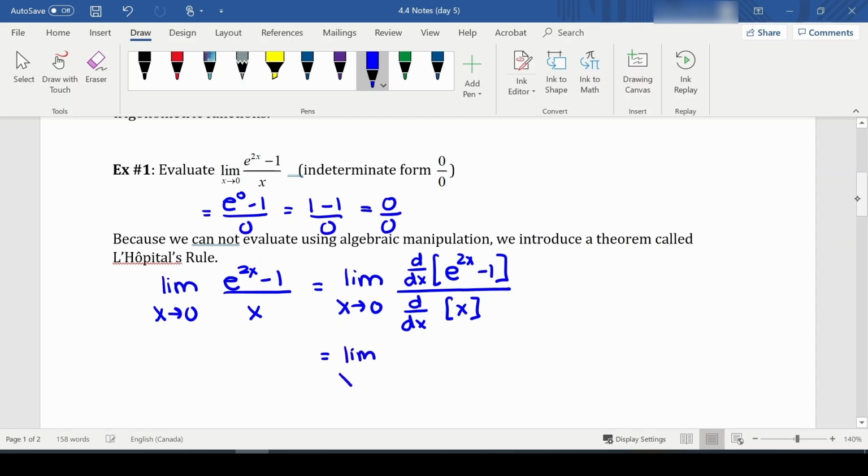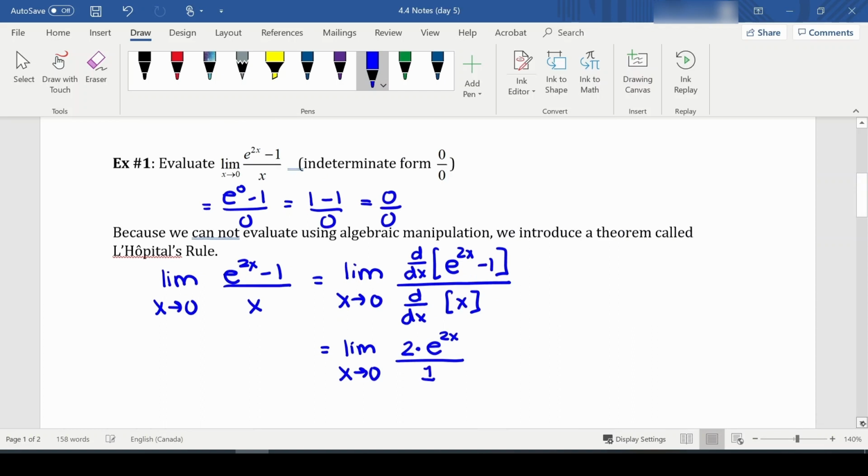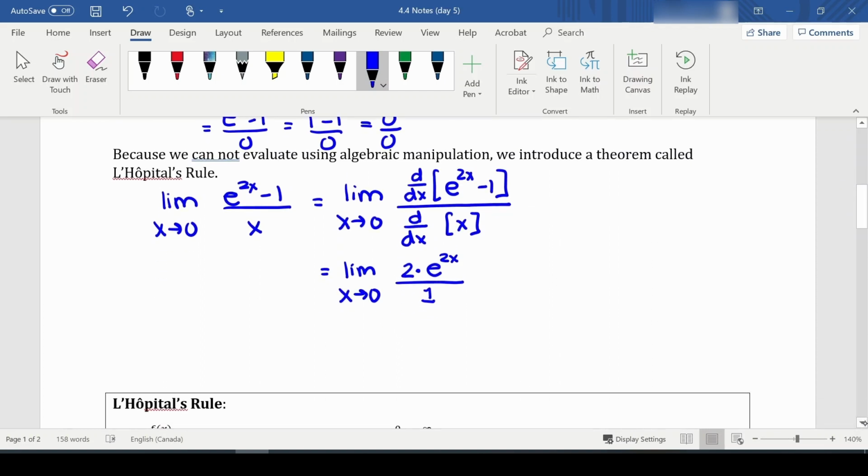So if I do the limit as x approaches 0, the derivative of the top, the derivative of e to the 2x minus 1, would be e to the 2x times 2. The derivative of 1 is 0. And on the bottom, the derivative of x is just 1. Essentially I get the limit as x approaches 0 of 2e to the 2x. Now I can direct substitute and get 2e to the 2 times 0 all over 1, which gives me 2 times 1, which gives me 2.